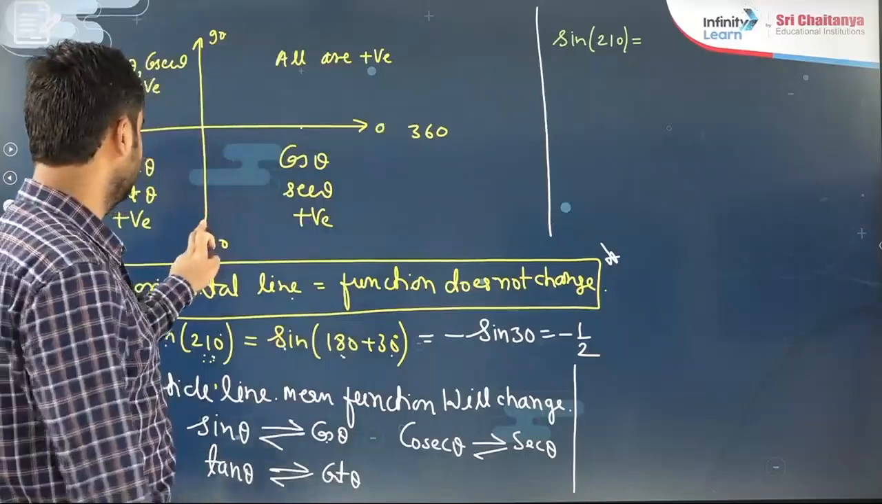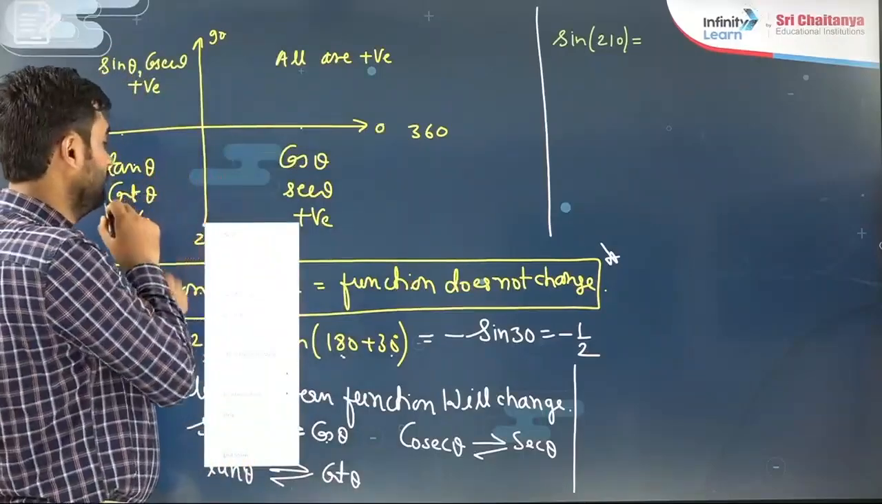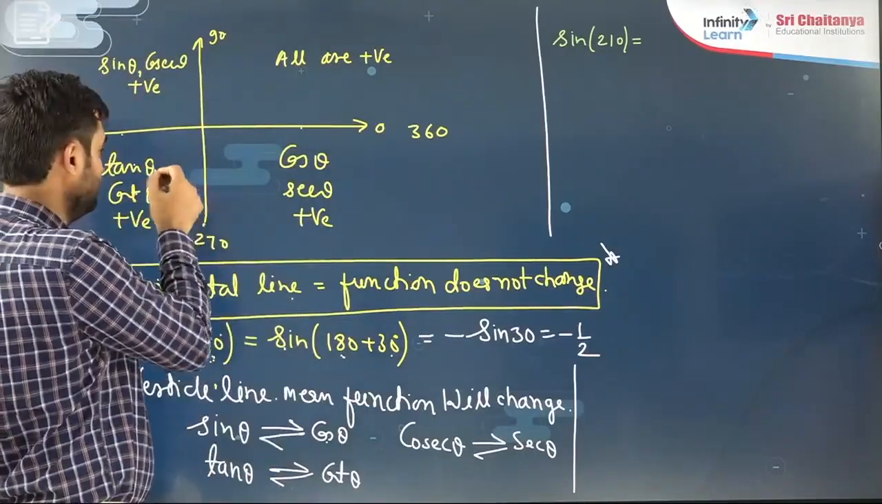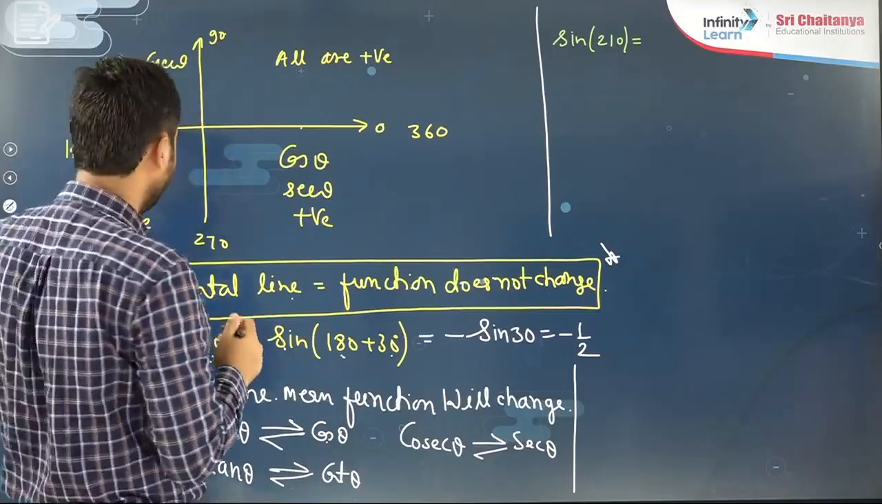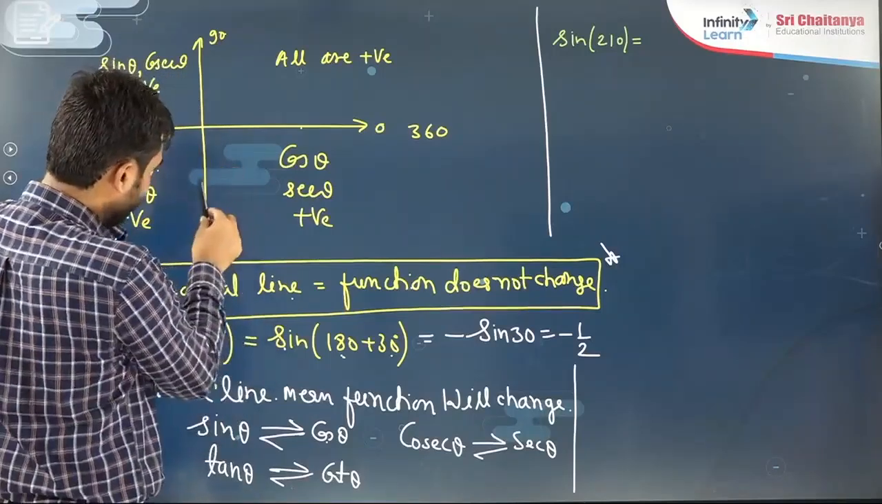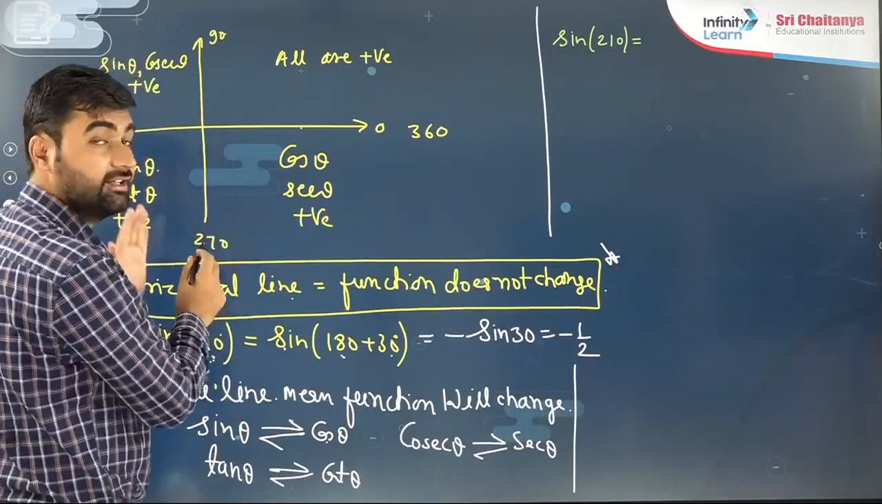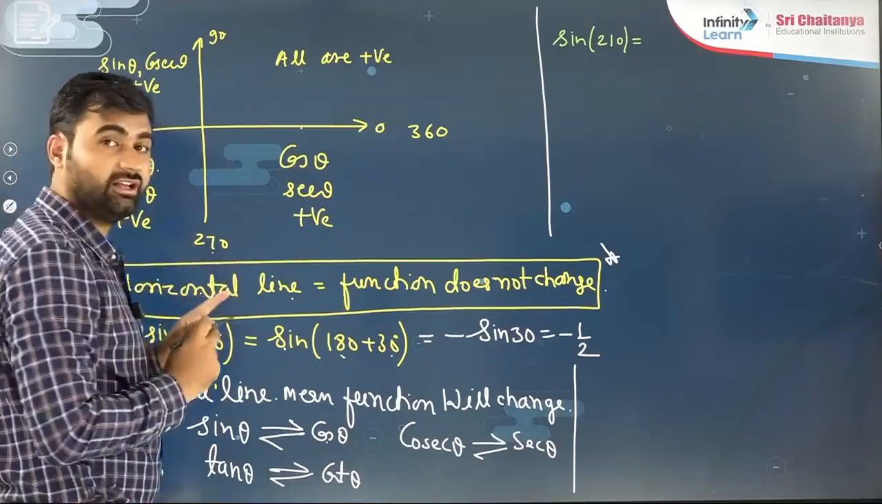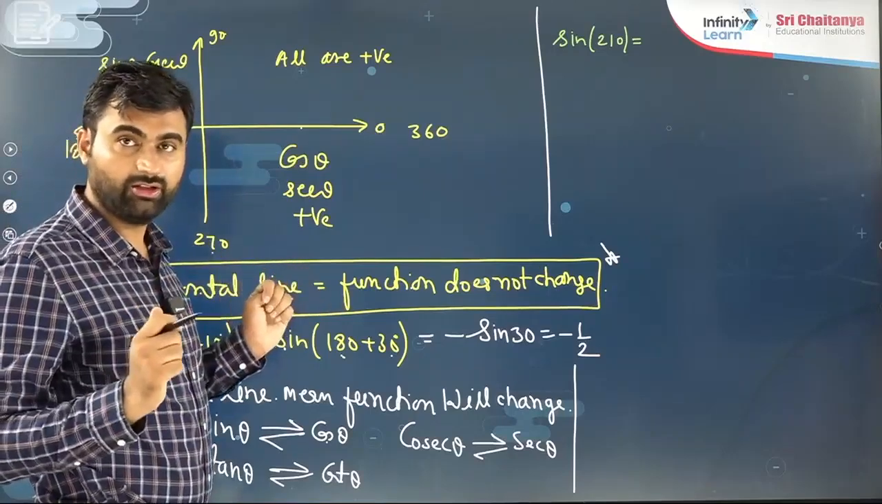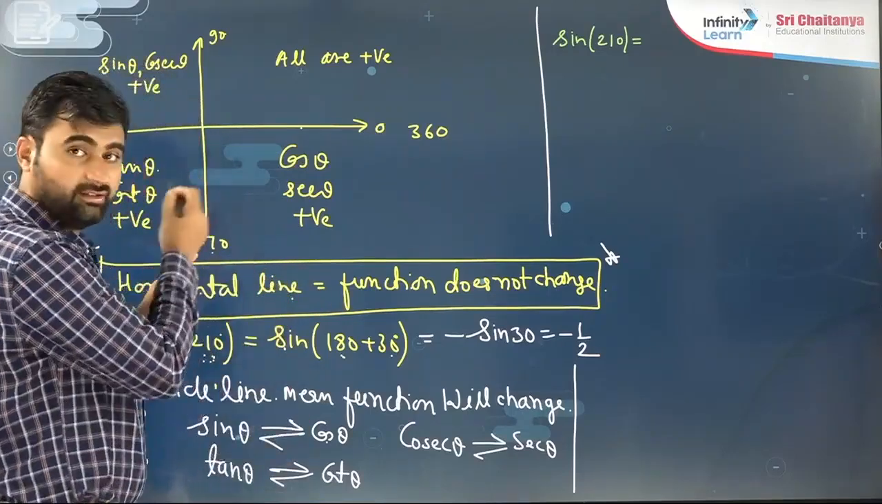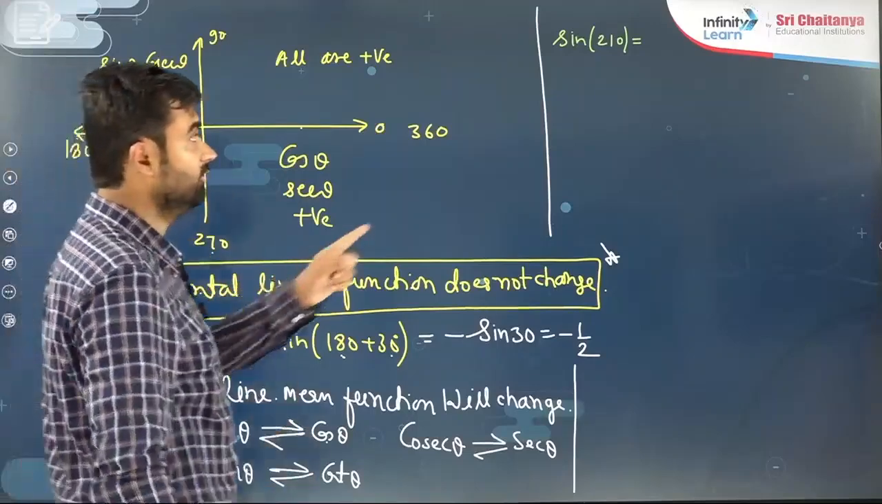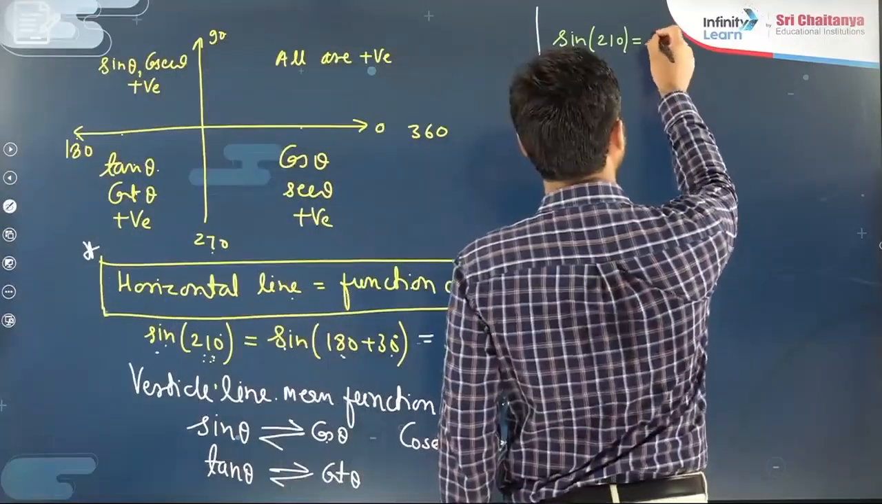Vertical line is here. Okay. Sin 210 means it is in the third quadrant. So if we subtract 60 degrees from 270, what will we get? 210. So 270 minus 60 equals 210. So we can write this as sin 210.